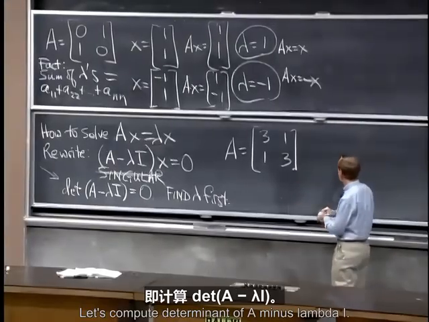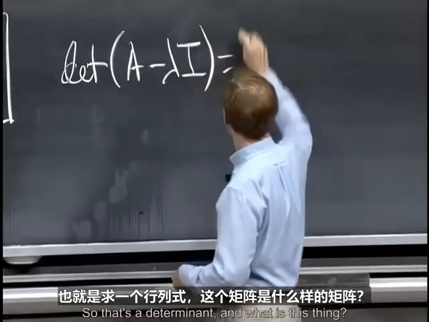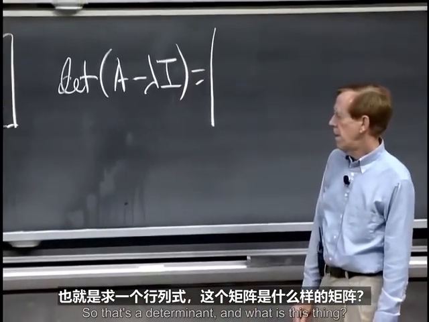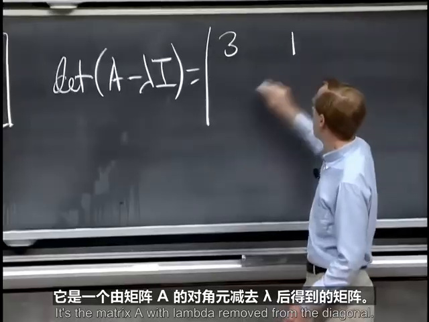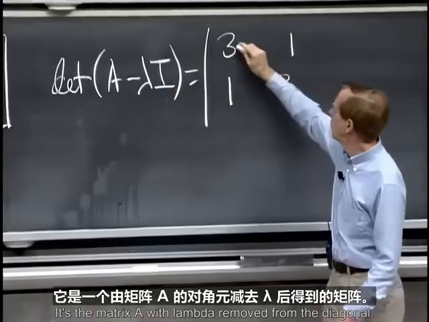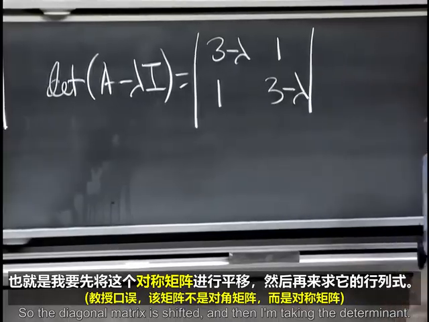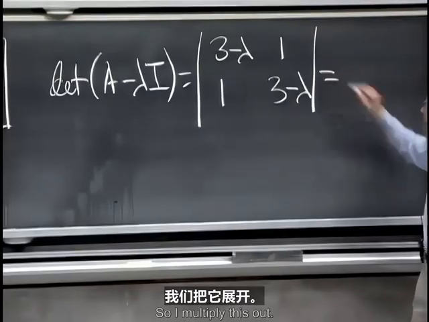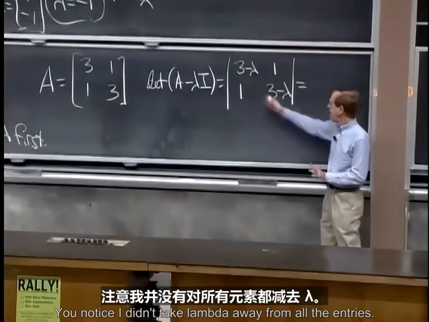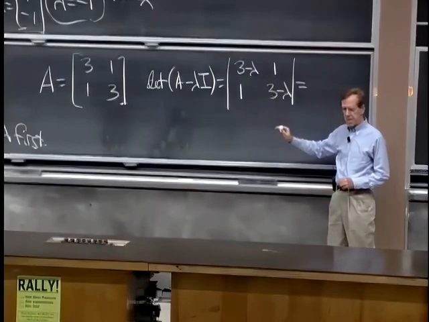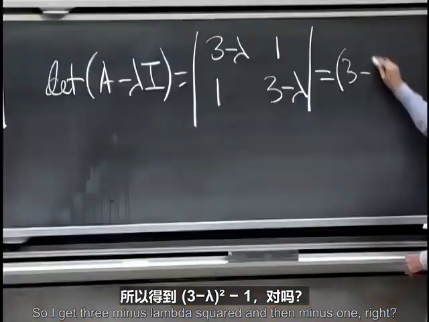Let's compute the determinant of A minus lambda I. So that's a determinant. And what is this thing? It's the matrix A with lambda removed from the diagonal. So the diagonal is shifted, and then I'm taking the determinant. You notice I didn't take lambda away from all the entries. It's lambda I, so it's lambda along the diagonal. So I get 3 minus lambda squared and then minus 1, right?